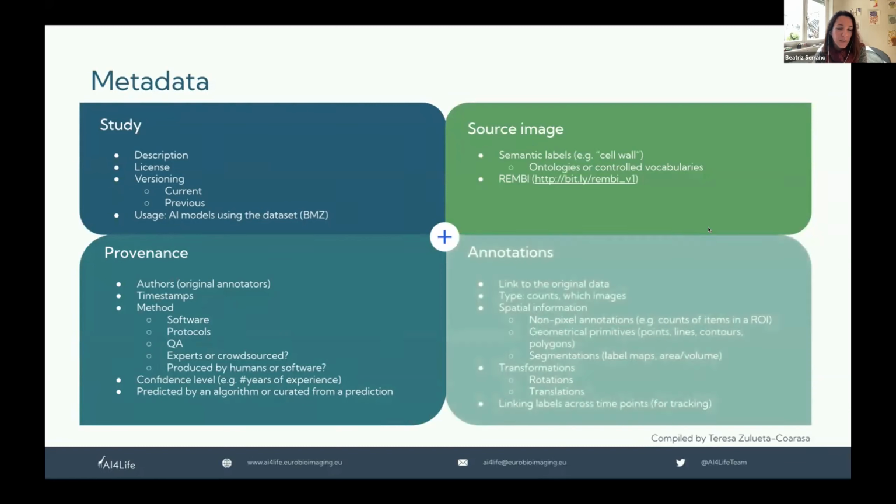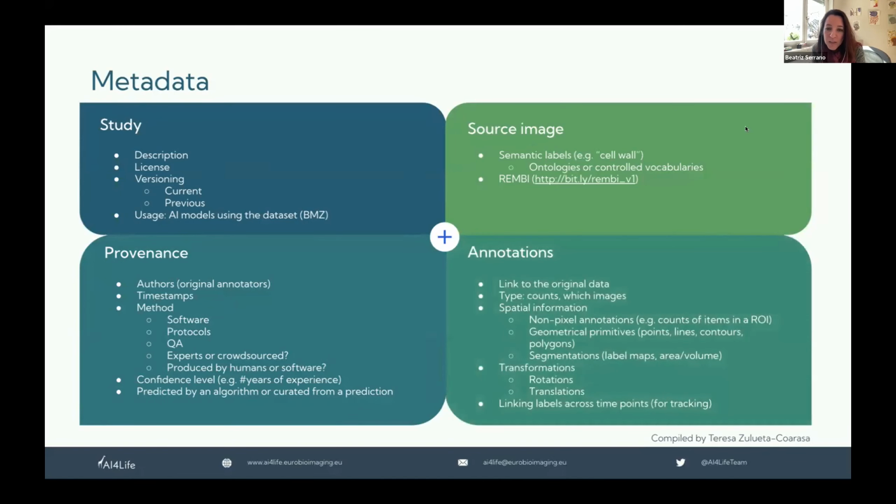So that's on the provenance aspect, but there was also the proper annotation things. So it could be the metadata that is linking to the original data, so the source images that is annotated, and then information like the counts, which images are used and so on, special information, segmentation, transformation, rotation, translation, all these things were discussed as well. And in particular for tracking, also linking the labels across the different time points. So yeah, with this, we will cover different aspects. So the what, so what is the biology behind the image, the provenance, who, when, how, and then the annotations. It would be where, what is the object of interest that we are looking at in the particular study.